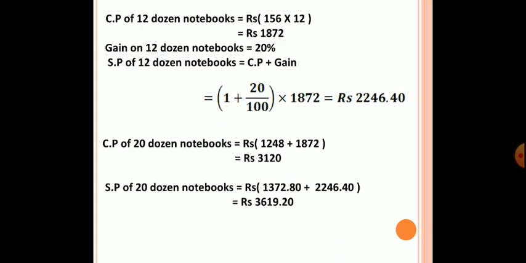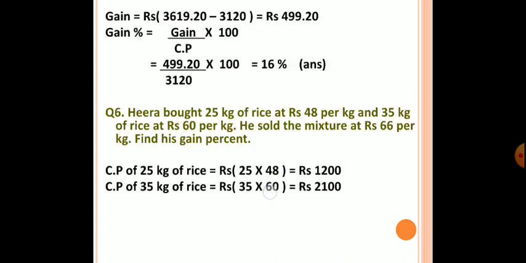So as we can see that the selling price is more than the cost price, so there is a gain. So gain equals to rupees 3619.20 minus 3120, which is equals to 499.20. So therefore gain percent is equals to gain by CP into 100, that is 499.20 divided by 3120 into 100, which is equals to 16%.